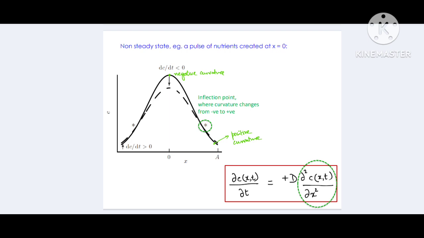And now here at the tail end, the curvature is positive. So if you just characterize the nature of the curvature, it will tell you whether del C by del T is positive or negative. Get it? So this broken line is the future profile. Why does it not change over here? Because the curvature of the concentration distribution is 0 at the inflection point. Get it? This might seem very trivial, but this is actually a very handy concept. So I have something which is a bit more advanced, and I don't expect people to go through this.